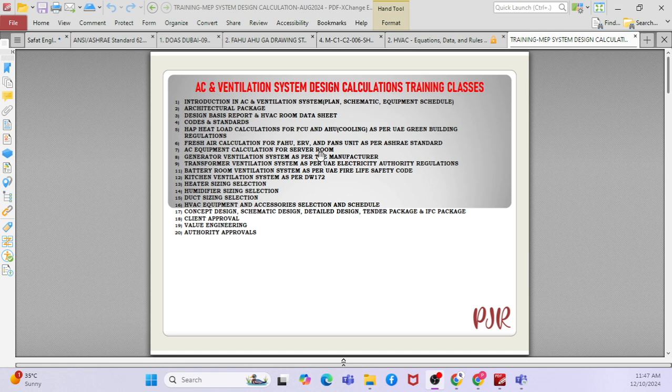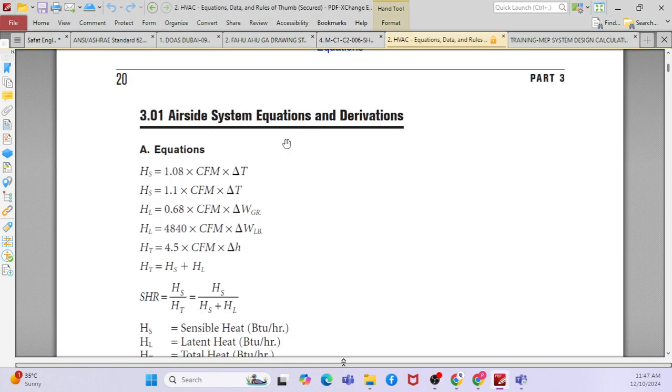Now today we will talk about capacity calculation, basically what will be the capacity for the cooling coil. To understand that, this is the basic equation, the air side equation and derivations. To calculate the sensible load for the coil: 1.08 multiplied by CFM multiplied by delta T. Then the latent load: 0.68 multiplied by CFM multiplied by delta W.